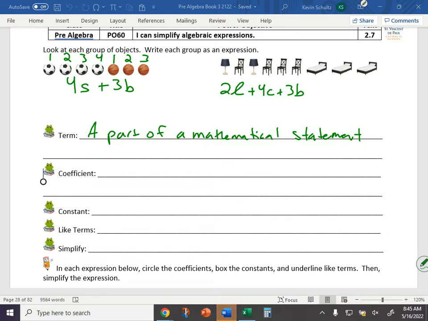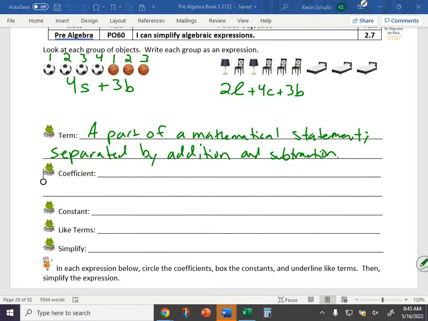Part of a mathematical statement, and terms are separated by addition and subtraction. Okay? A part of a mathematical statement, terms are separated by addition and subtraction.